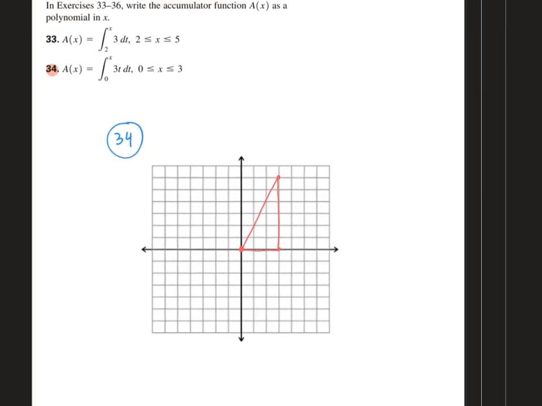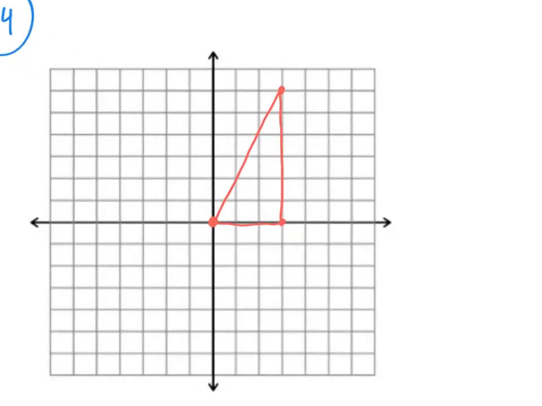Okay, but we're not going to 3 necessarily. We're going to x. So let's say x, we'll just put it right here. That's 3, that's 0, and x could go anywhere on this between 0 and 3. Okay, so for the x that I chose, just that random spot, we're really calculating this area.